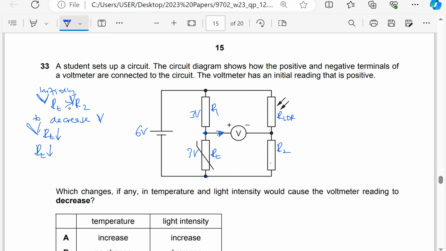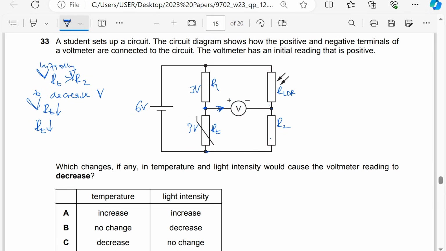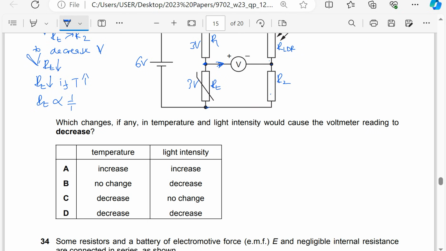So the resistance of the thermistor will decrease. How does the resistance of the thermistor decrease? It decreases if the temperature increases, because the resistance of the thermistor is inversely proportional to temperature. So the temperature should increase. So I ignore no change, I ignore decrease, I ignore decrease. I don't even need to check the rest.